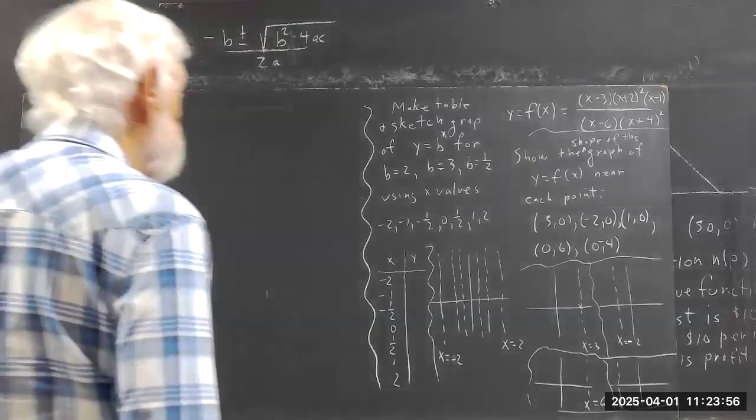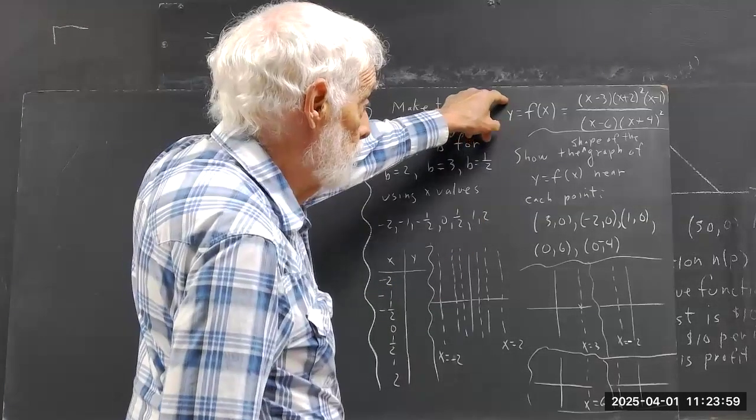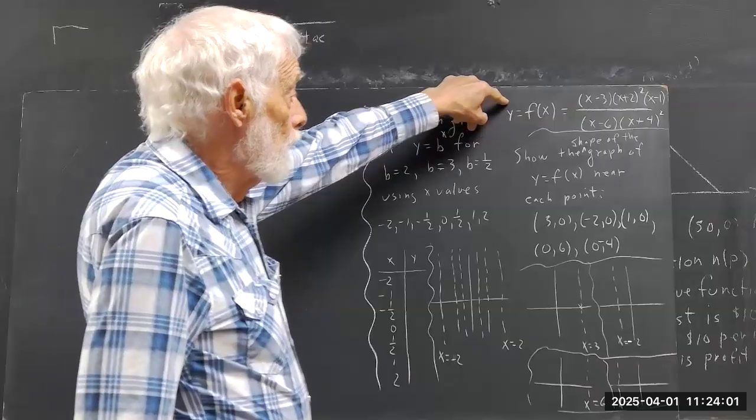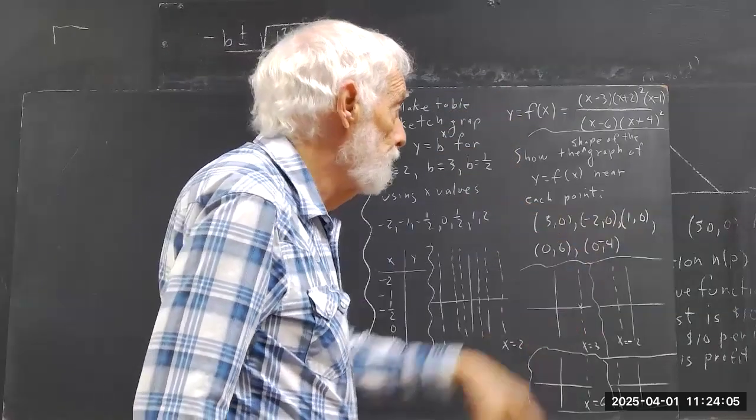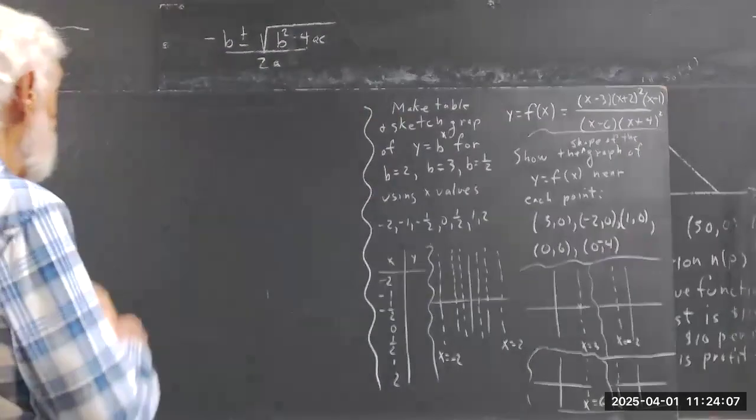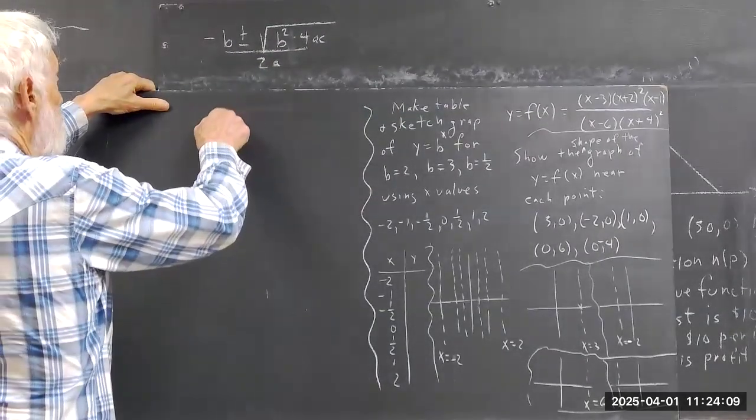So we have this function. We want to show the shape of the graph near each of the listed points. And let's see why we do this.